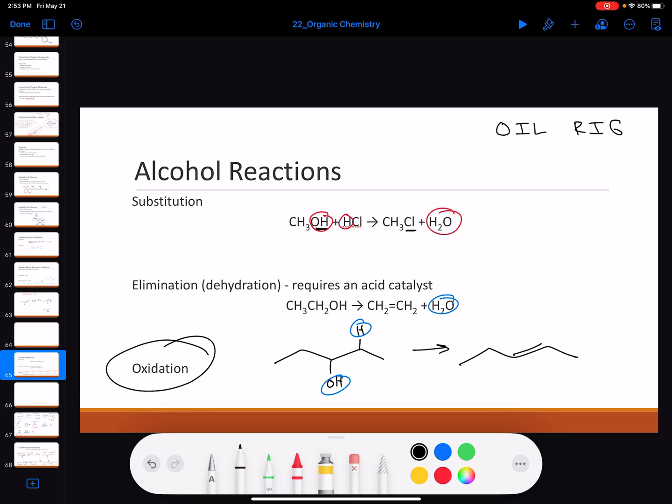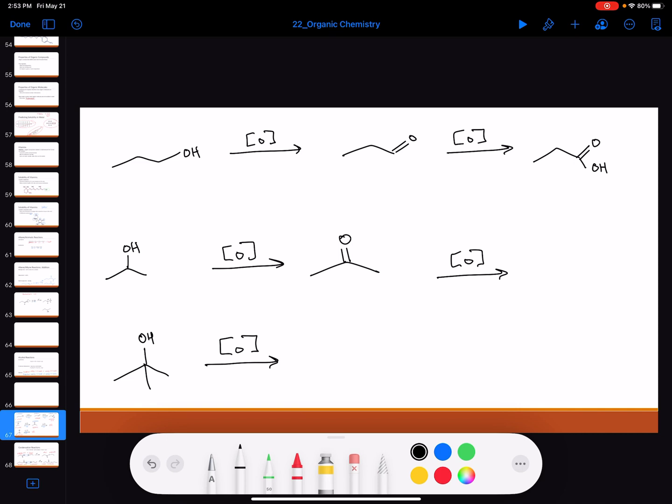Reduction means reducing the number of carbon-oxygen bonds. Okay, so let's go ahead and see what that looks like. Let's say I have this primary alcohol right here. It's called a primary alcohol because the carbon that the OH is attached to is only bonded to one other carbon chain. So I've got a primary alcohol.